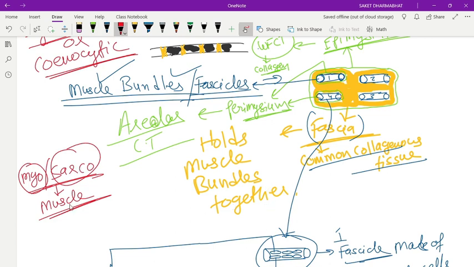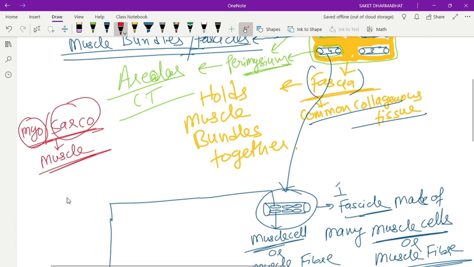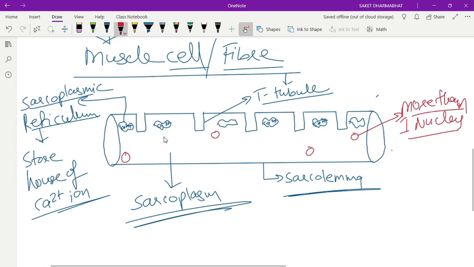Now what happens? These are the nuclei, this red color is the nuclei. Now what happens in the sarcoplasm, that is the cytoplasm? You will see some filaments or fibers are there.